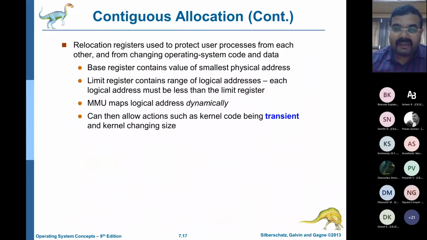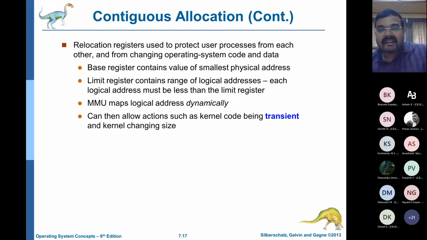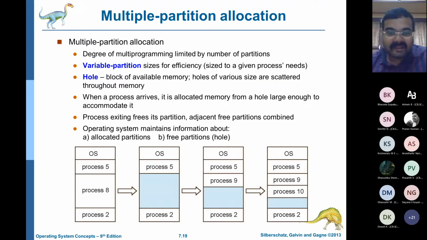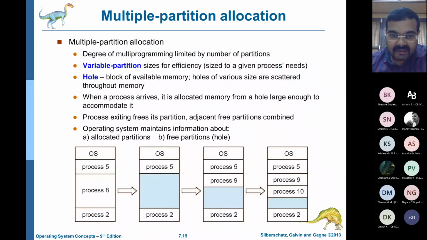There is also something called contiguous allocation, where the main memory is divided into partitions, and user processes have high priority and they have high memory, and the other things like the system processes or the operating system have got low memory. Now in contiguous allocation, one more thing that can be done is, we can have what is known as holes. So we can have a system where there is a multi-partition allocation.